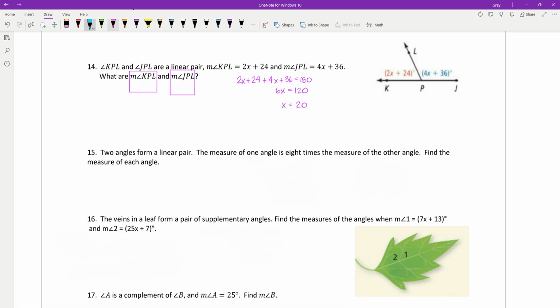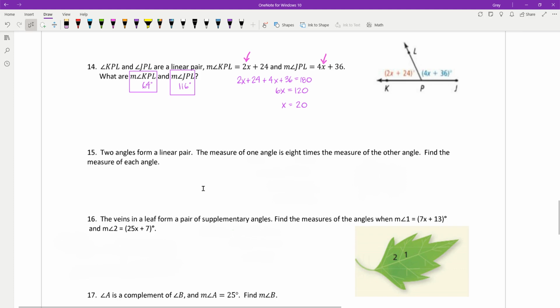And that means that you now need to plug it in to that x and that x. So if I plug 20 in right here, 2 times 20 is 40, and 40 plus 24 is 64. So the measure of angle KPL is 64 degrees. 4 times 20 is 80, and 80 plus 36 is 116. And of course, you could check yourself by adding those two together, and you're going to get 180. So you know you've done it correctly.